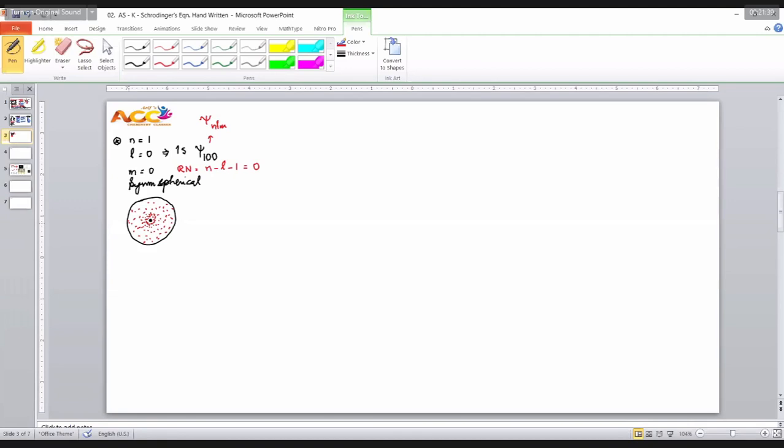The probability of the electron is maximum close to the nucleus because the electrostatic force of attraction is more. As you increase the distance, the probability decreases. Now, I am transferring this concept into a diagram, a graphical representation. Come on, see here.